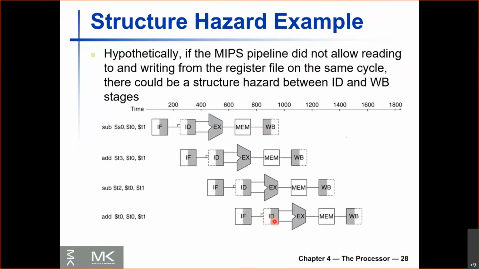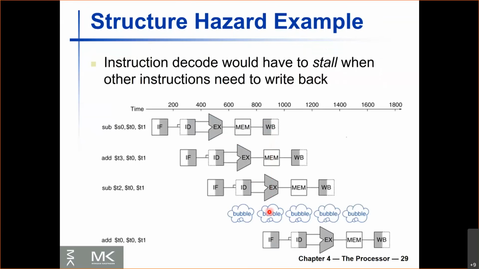So what I would need to do if I cannot read and write on the same cycle is stall, because I can't do both write and read on the same cycle. I would stall so that I don't do any instruction decode when I'm doing write back, and then I would do ID on the next cycle. Actually, I would still have a hazard over here because I'm writing back over here, and things can start getting pretty ugly in this case. However, we don't have this problem in the MIPS pipeline, because the MIPS pipeline does allow you to read and write to the register file on the same cycle.